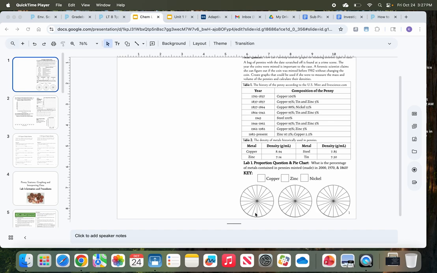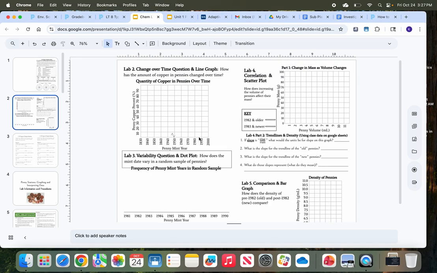This is the graph for lab 1, which is a proportion question, so you'll be filling in a pie chart. On the second page, you have lab 2, which is a change over time question, so you'll be creating a line graph here. Those are the 2 labs I'd like you to get done today. Labs 3, 4, and 5 we'll do next class.